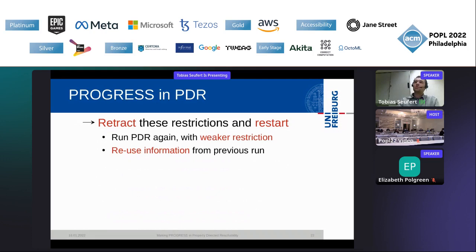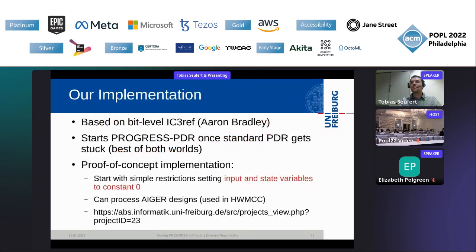And what we do now is we retract these restrictions and we restart and just run PDR again with this new weaker restriction. And when we use PDR, we can even reuse information from the previous run. So for proof obligations, that's obvious, of course, because they are valid anyway. And we can also, under some circumstances, reuse blocked cubes. But we have a more detailed discussion on this in the paper. This would be out of scope here.